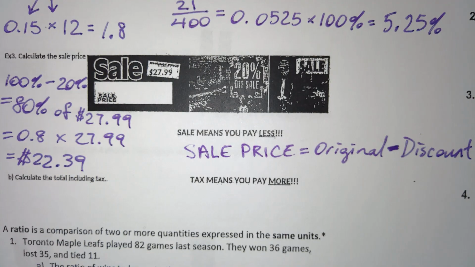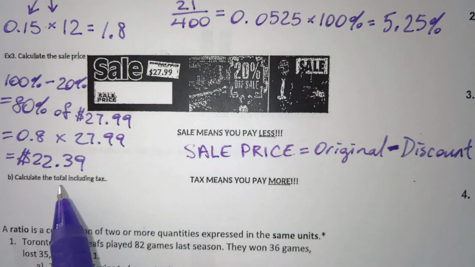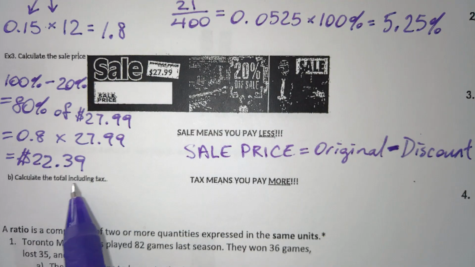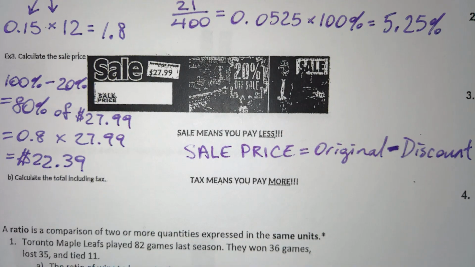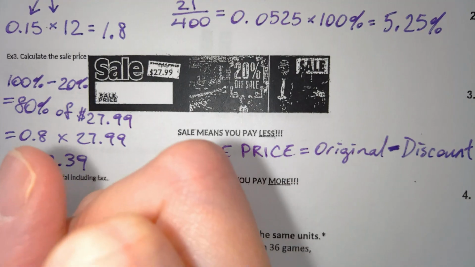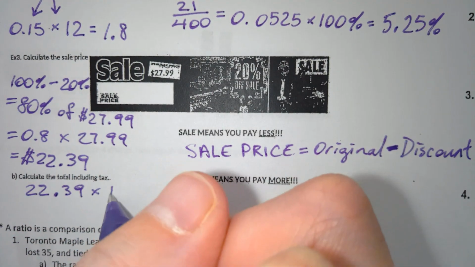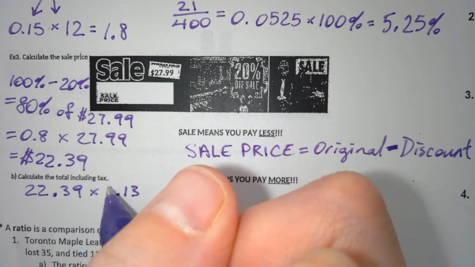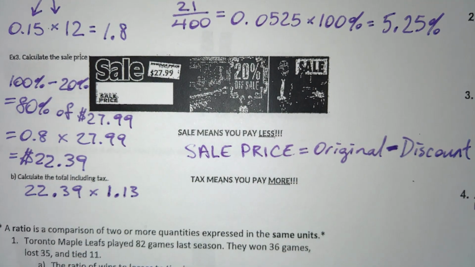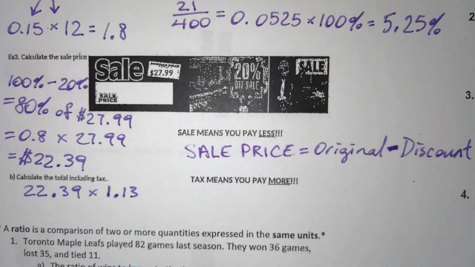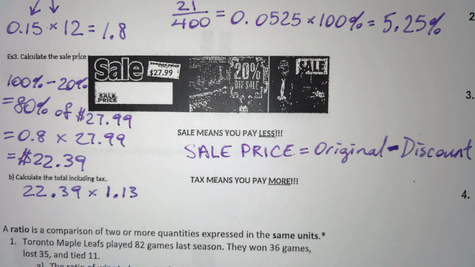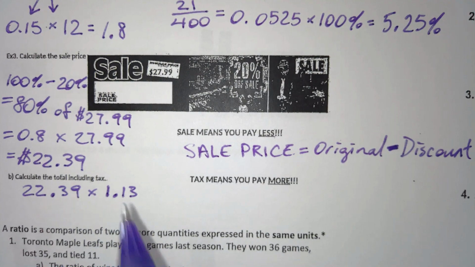Okay, and then now James, he had the right idea to calculate the total including tax. What's the shortcut way? Right, times it by 1.13. Okay, how much percent tax are we charged in Ontario? 13%. Welcome to Canada. So 13% HST.